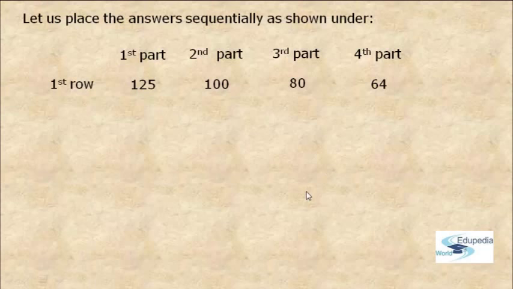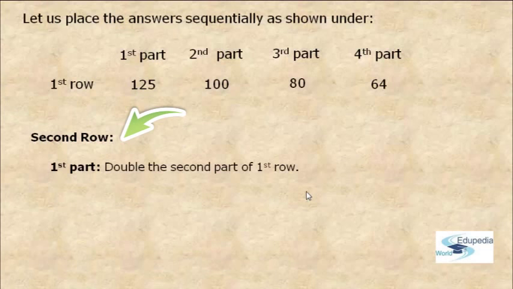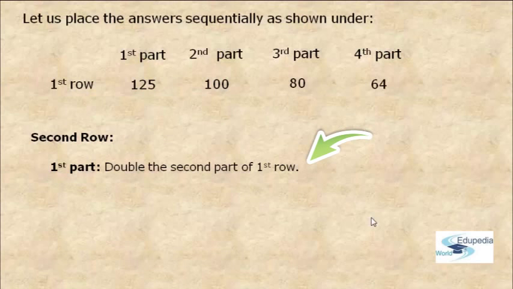So here in the second row, the first part of the process, what we have to do here is we have to double the second part of the first row answer. So here in the first row, the second part, what we have got is 100, and if we double the number 100, we will get 200 as the answer.